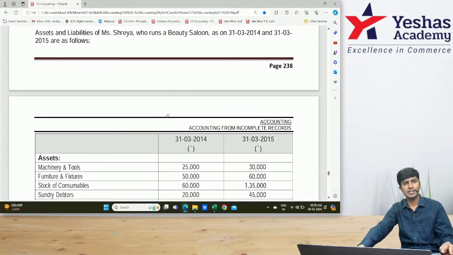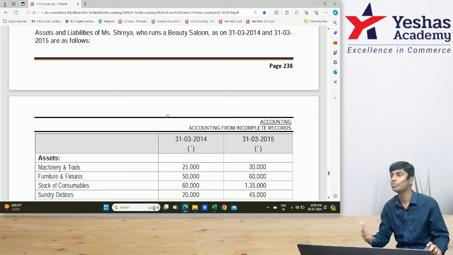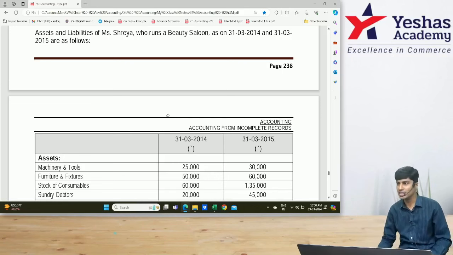Assets and liabilities of Messrs. Who should read? Who's reading? Assets and liabilities of who runs a business as on.